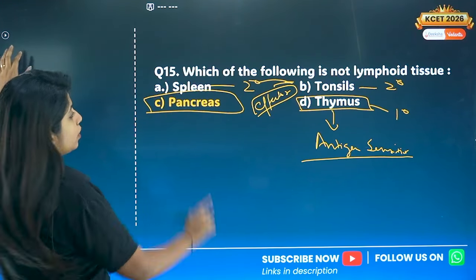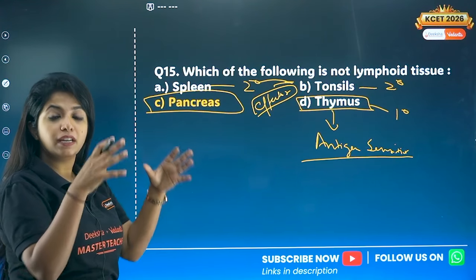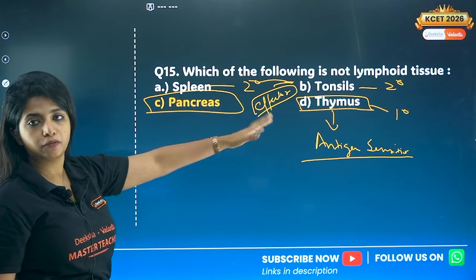So in thymus, T lymphocytes go and mature. In bone marrow, everything is being formed. The B lymphocytes, the T lymphocytes, everything is being formed. B lymphocytes mature there only. T lymphocytes come to the thymus for maturation.